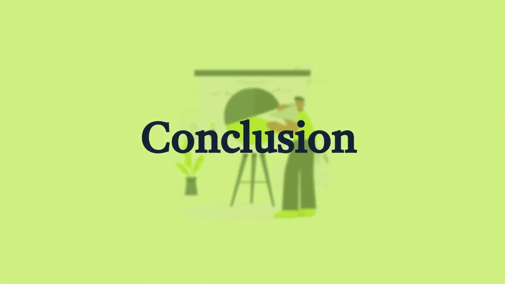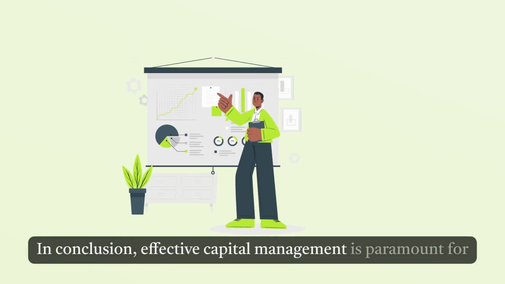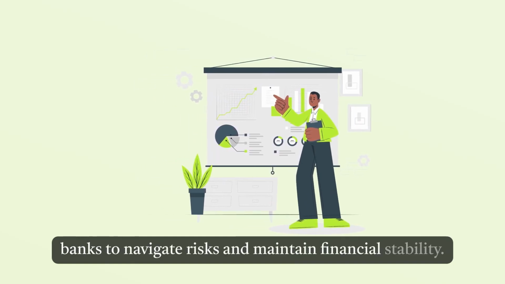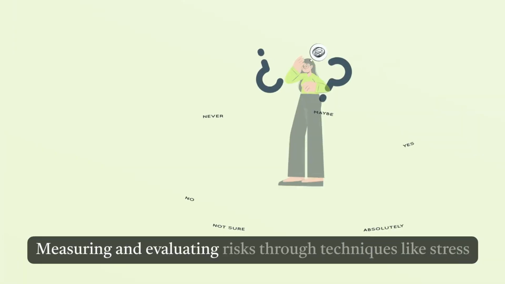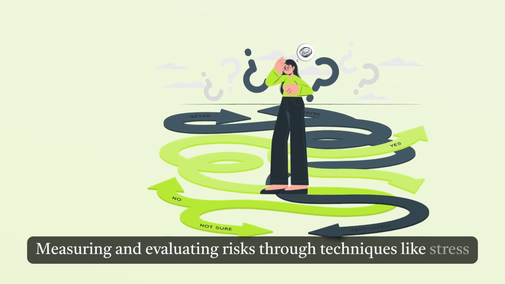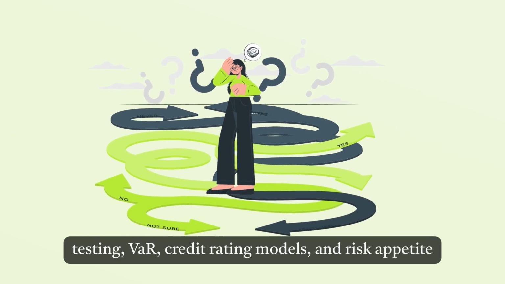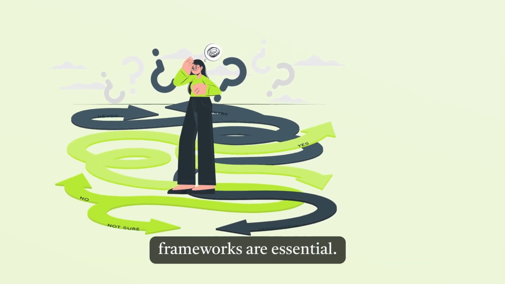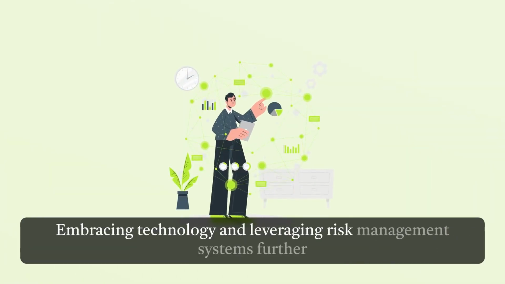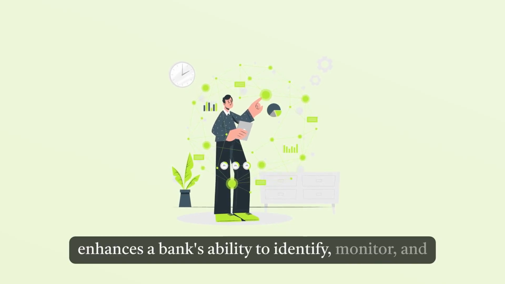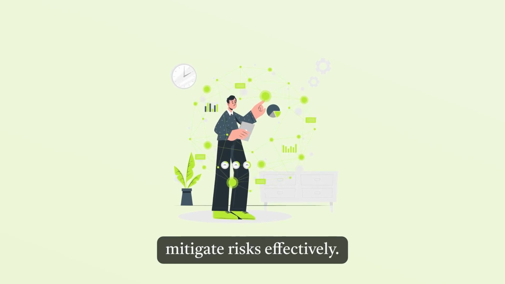Conclusion. In conclusion, effective capital management is paramount for banks to navigate risks and maintain financial stability. Measuring and evaluating risks through techniques like stress testing, VaR, credit rating models, and risk appetite frameworks are essential. Embracing technology and leveraging risk management systems further enhances a bank's ability to identify, monitor, and mitigate risks effectively.